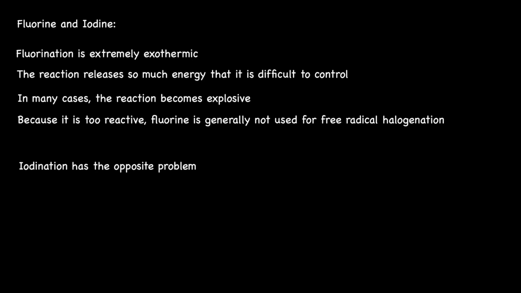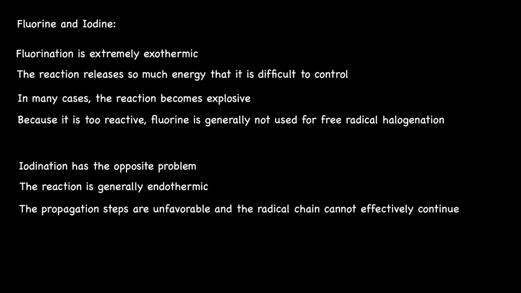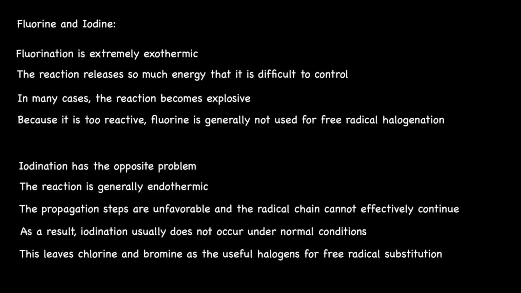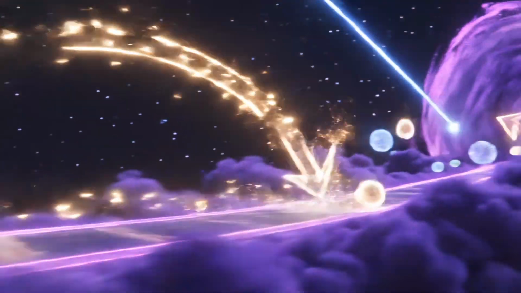Iodination has the opposite problem. The reaction is generally endothermic. The propagation steps are unfavorable, and the radical chain cannot effectively continue. As a result, iodination usually does not occur under normal conditions. This leaves chlorine and bromine as the useful halogens for free radical substitution. Now let's work through some examples.